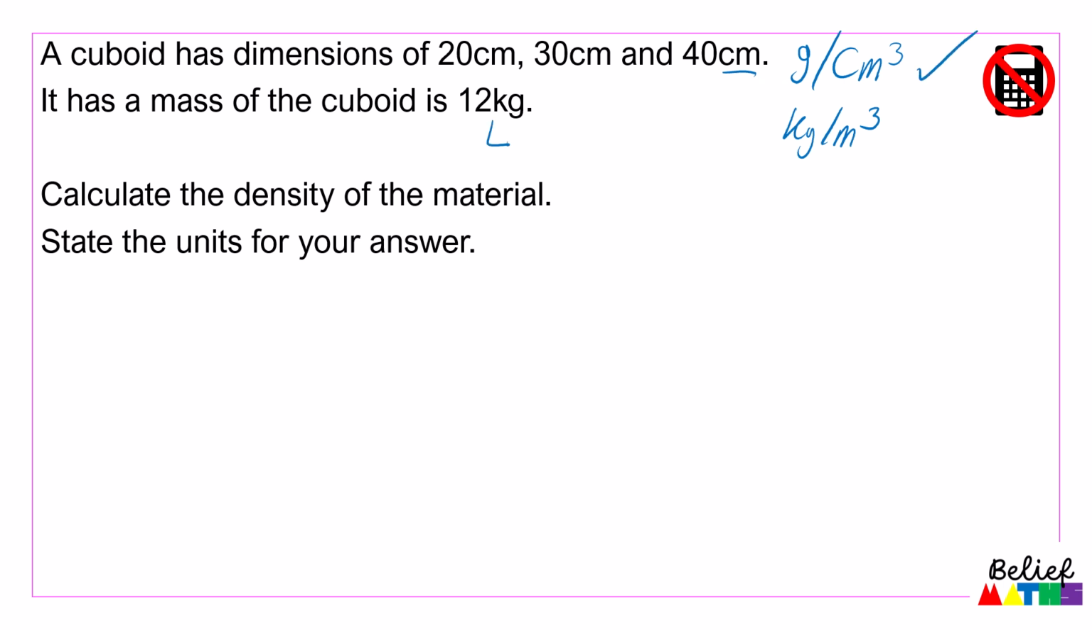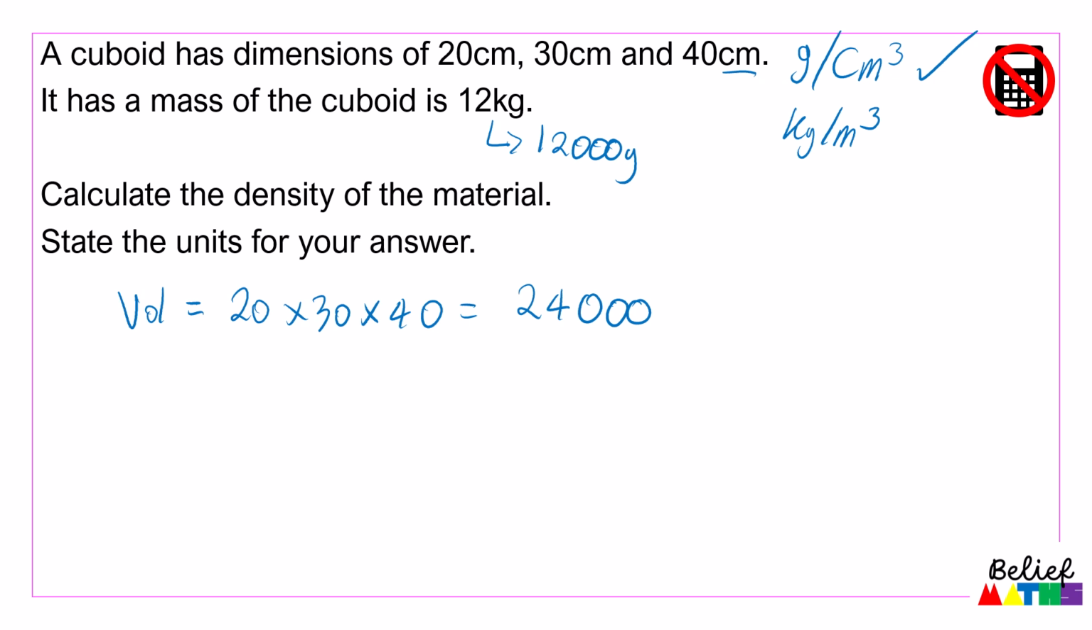So this 12 kilograms, well there's 1,000 grams in a kilogram, so that's 12,000 grams. Now if we work out the volume of our cuboid, the volume of a cuboid is the length times the width times the height. So we've got 20 times 30 times 40. So 3 times 2 is 6, 6 times 4 is 24, and then we can put our 3 zeros on the end. So we get 24,000 centimeters cubed.